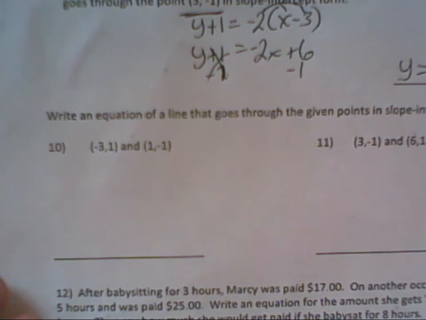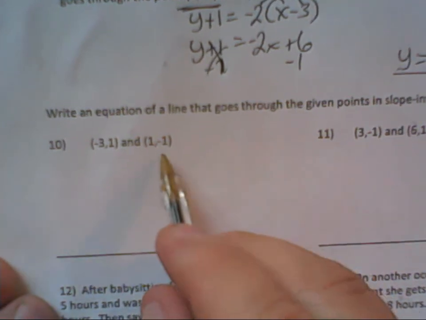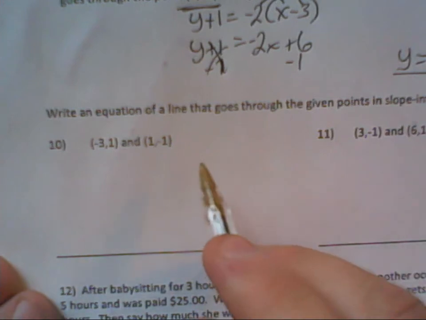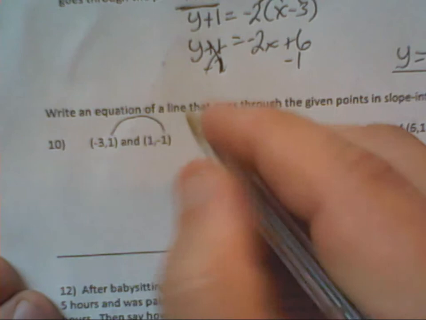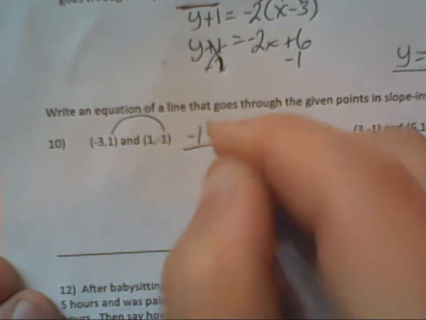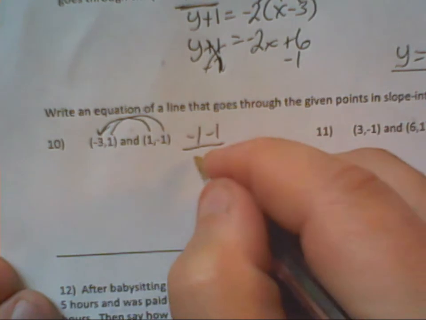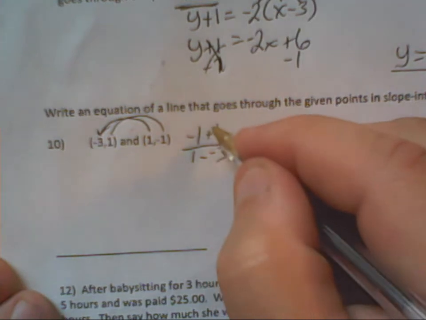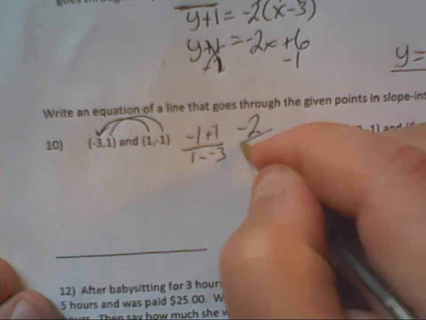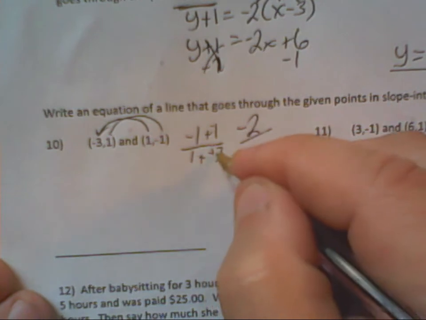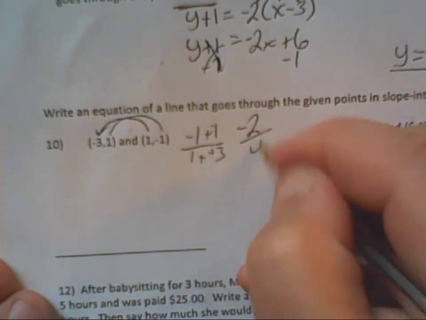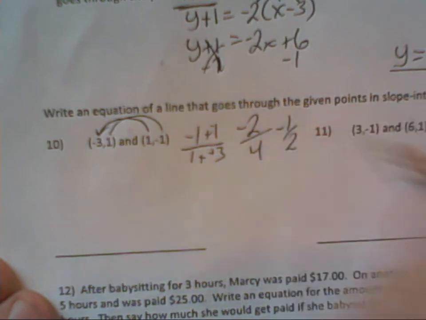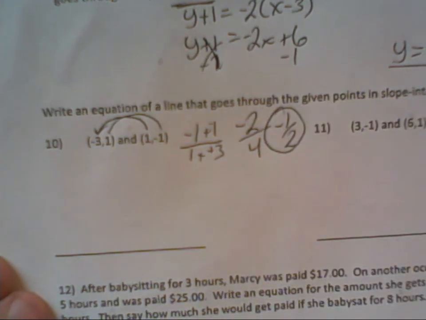Number 10 and 11, we're going to write an equation that goes through the given points in slope-intercept form. So the first thing we're going to have to do for both of these is to find the slope. So for number 10, we're going to take y2 minus y1, that's negative 1 minus 1, over x2 minus x1, which is 1 minus negative 3. Well, negative 1 minus 1 is the same thing as negative 1 plus a negative 1, which is negative 2, over 1 minus a negative 3 is the same thing as 1 plus a positive 3, which is 4. That simplifies to negative 1/2 is our slope for number 10.